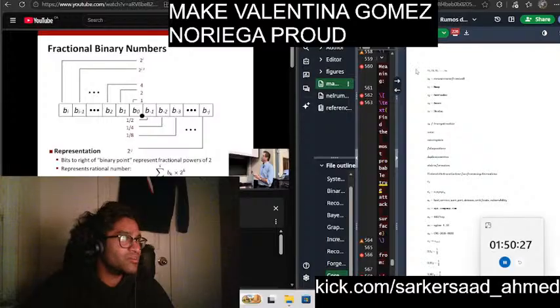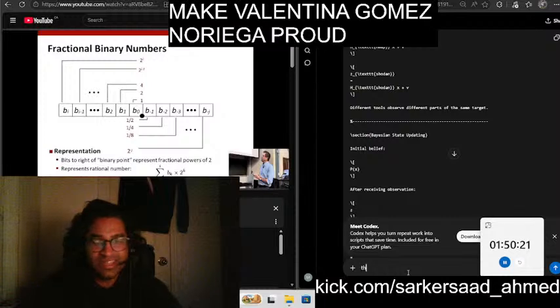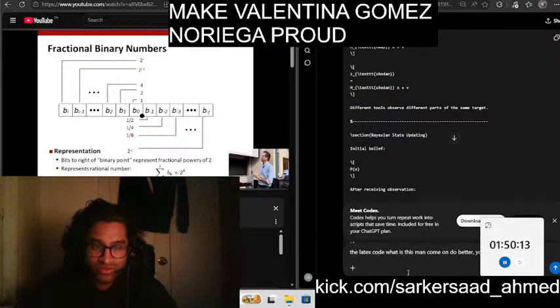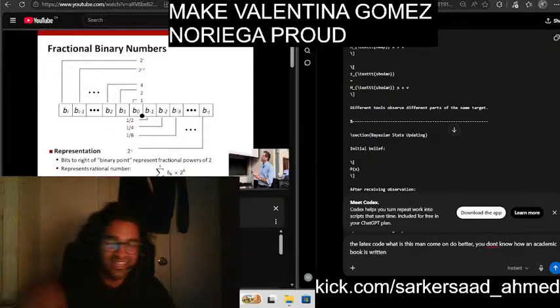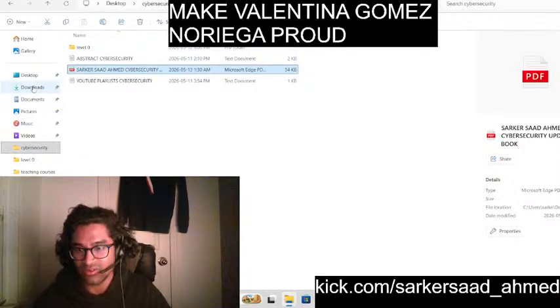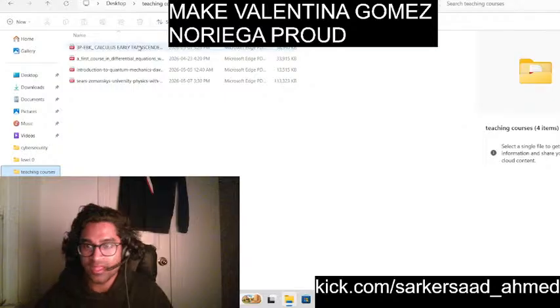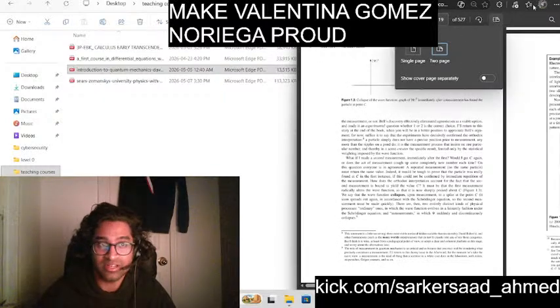Okay, what is this? Come on, man. This is not good. The LaTeX code, what is this? Do better. You don't know how an academic book is written. So I have to take screenshots again and again. It is kind of annoying because it doesn't remember the next thing. If you use one chat, it's only going to understand that chat. But whatever you want to explain next, it doesn't understand because it completely forgot.